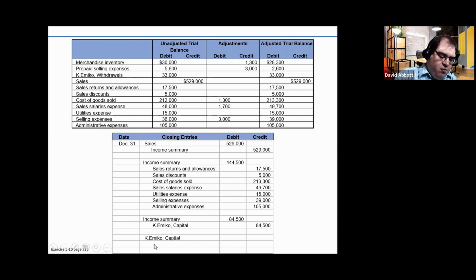The next thing we have to do is take care of her withdrawals because she withdrew money, so we have to reduce that from her capital balance. And so to do that, we will debit $33,000, and then we will go ahead and credit the K Kamiko withdrawals $33,000, because that's then going to go ahead and wipe that out.